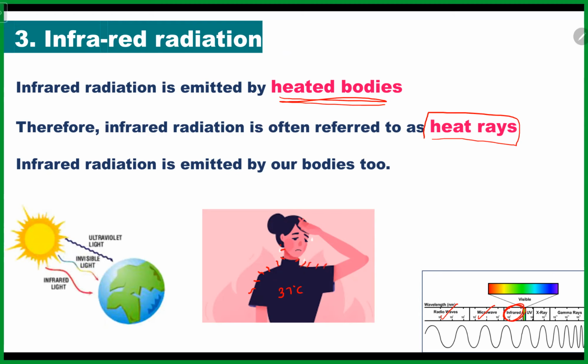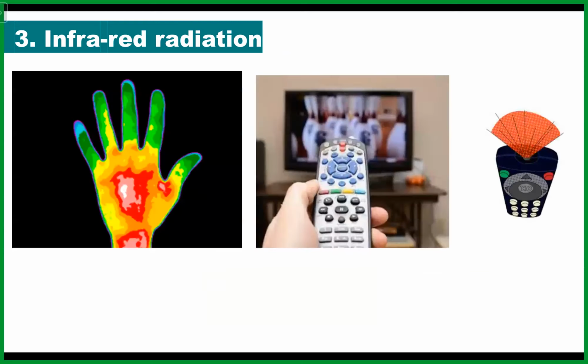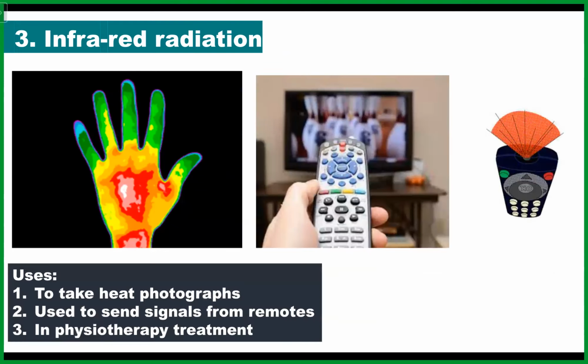So this is what you need to know about infrared radiation. It's usually released by heated bodies, and this radiation usually carries heat with it. So we call them heat rays. Right. So what are the different applications of infrared radiation? One use of infrared radiation is to take heat photographs. So heat photographs, which look like this, are used to detect certain conditions and diseases in certain people.